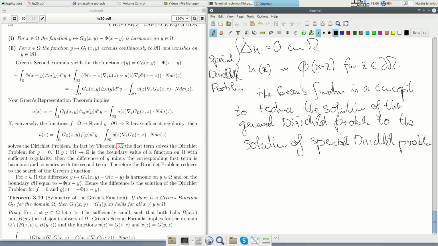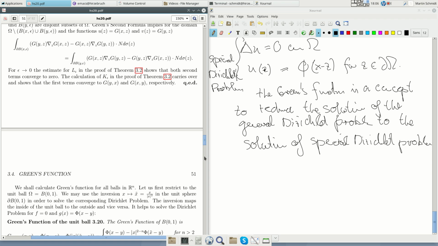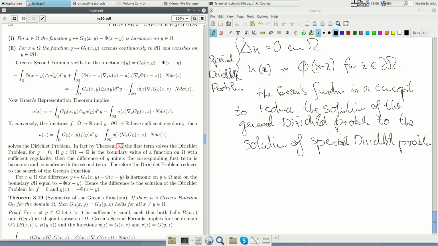And then now it remains to do two things. Now we will prove a general theorem about the Green's function, and then we determine Green's functions of the unit ball. This is what remains to be done today in this lecture. Okay, and first, a very important theorem is the symmetry of the Green's function. So if there is a Green's function for the domain, then it's symmetric for all x not equal to y. And the proof is quite simple.